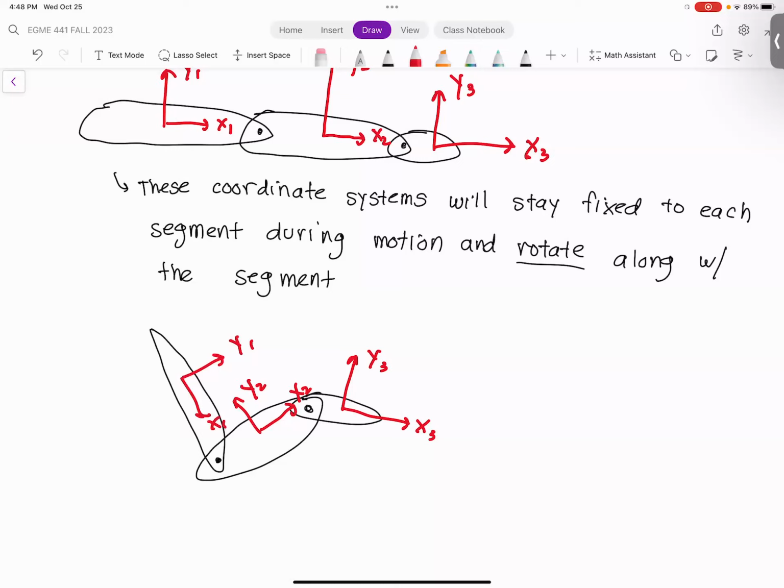And so we're basically going to assume that we're attaching that coordinate axis to the underlying bones in that segment. So they're going to be fixed in their orientation once we establish their resting position. And then as a person moves, those coordinate systems are also going to rotate. So basically the difference in orientation of successive coordinate axes is going to define our joint angles.